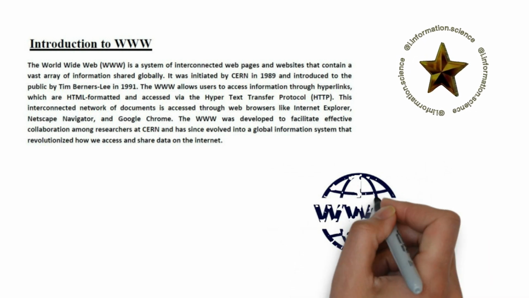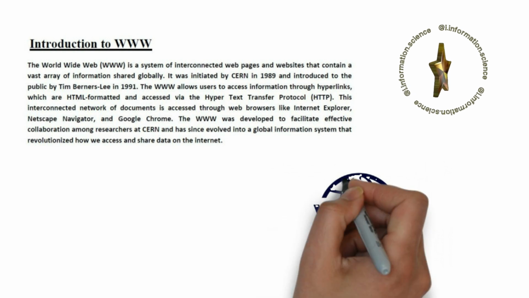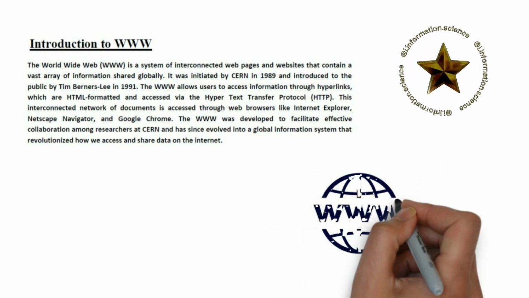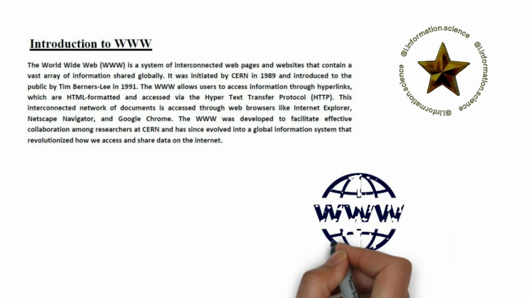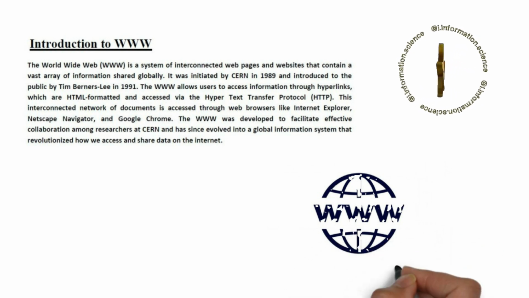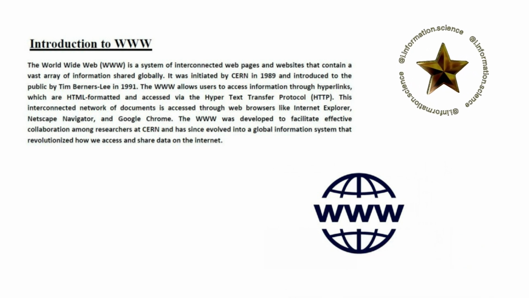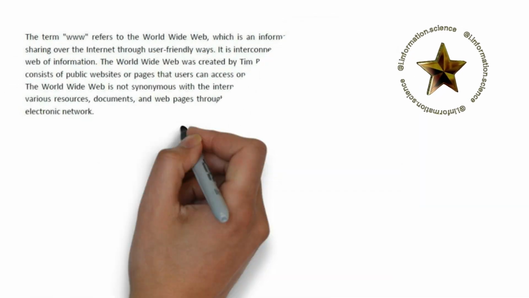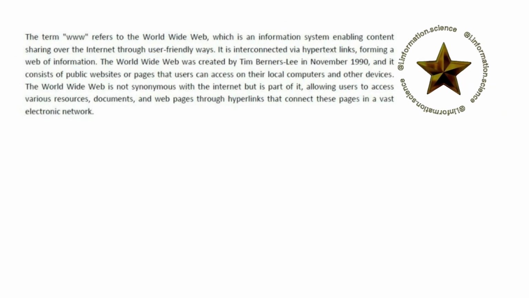The WWW was developed to facilitate effective collaboration among researchers at CERN and has since evolved into a global information system that revolutionized how we access and share data on the Internet. The term WWW refers to the World Wide Web, which is an information system enabling content sharing over the Internet through user-friendly ways. It is interconnected via hypertext links, forming a web of information.